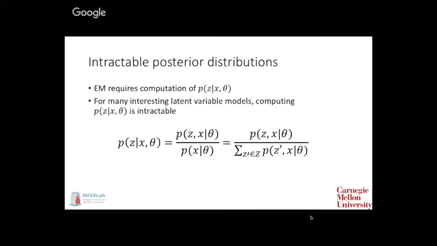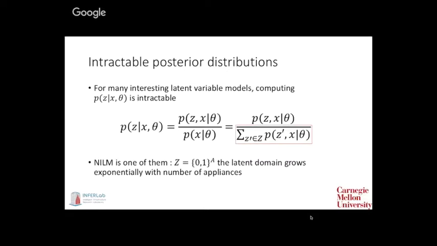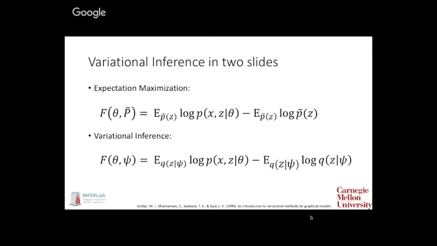Like in the slide before, if you want to perform coordinate ascent on this function f, you need to compute the posterior. And for many interesting problems, computing the posterior is intractable because you need to compute p of x given theta, and that requires a summation over the latent space, and that's just intractable. And NILM is one of those problems. Because z is a binary vector, the domain of z grows exponentially with the number of appliances.